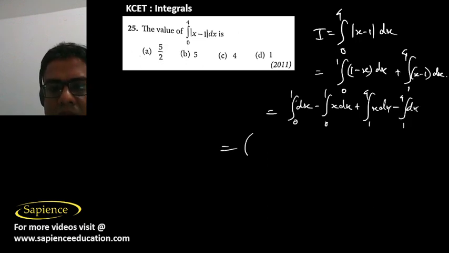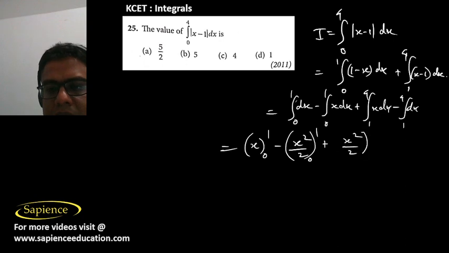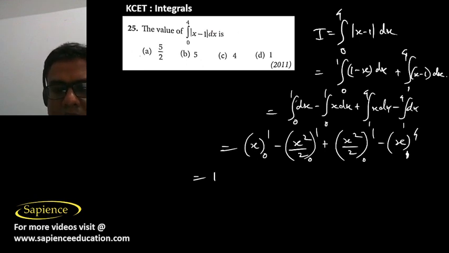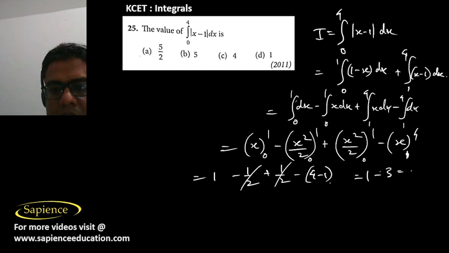So this will be equal to integral dx is x, which will go from 0 to 1, minus x square by 2 from 0 to 1, plus x square by 2 0 to 1 minus x, which is from 1 to 4. So this will be 1 minus this 1 by 2, then plus 1 by 2 minus this is 4 minus 1, which is 3. So half and half will cancel. So this is 1 minus 3, which is minus 2.